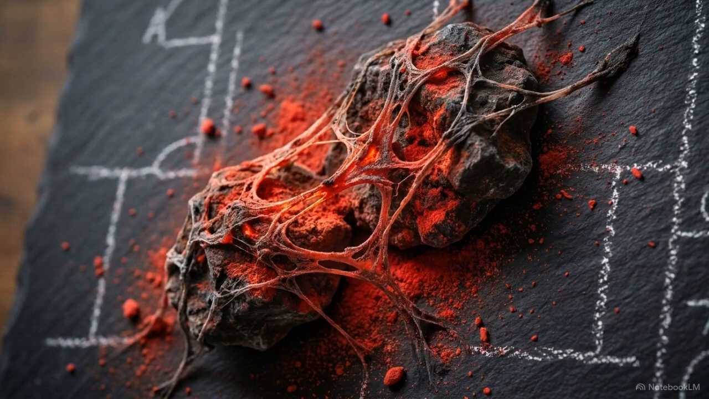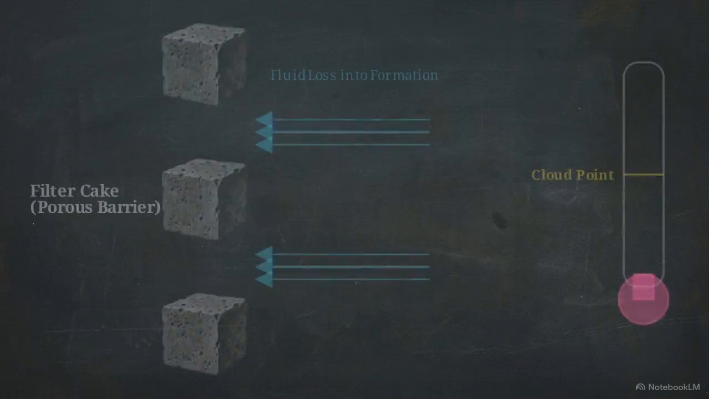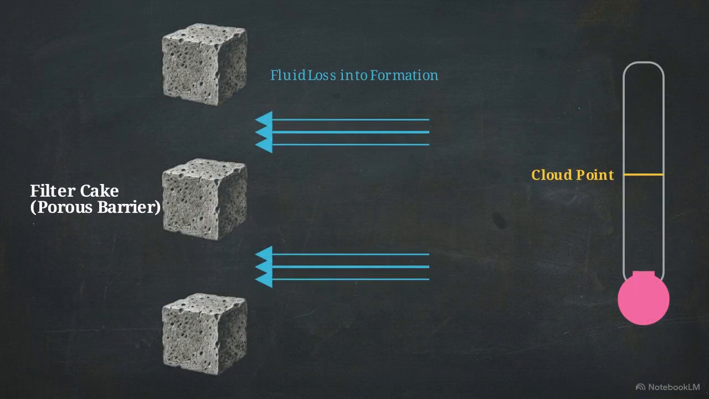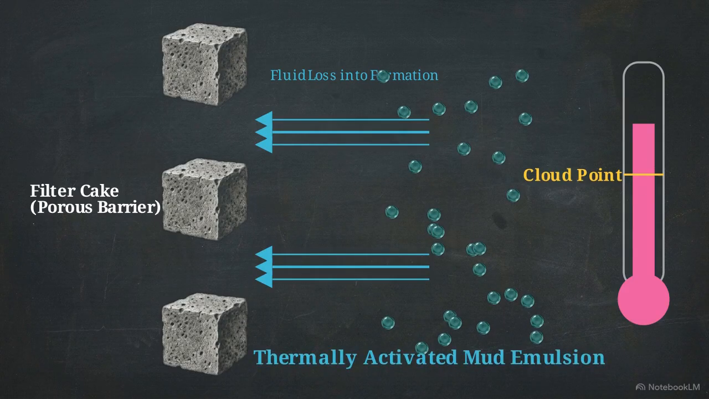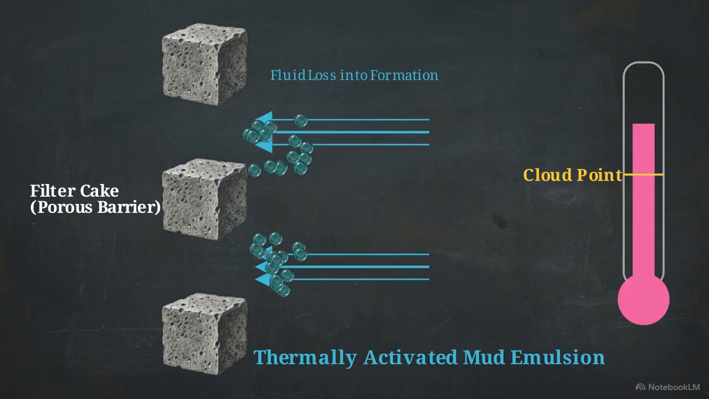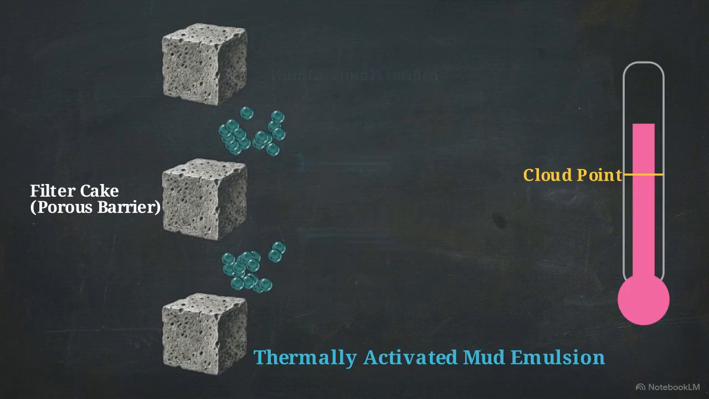To maintain shale stability at higher temperatures, engineers introduce polyglycol systems. This system leverages the cloud point. As temperatures pass a threshold, polyglycol converts from soluble to insoluble. These insoluble droplets, or micelles, create a thermally activated mud emulsion. They physically jam into the filter cake's microscopic pores, completely sealing off fluid flow into the rock.